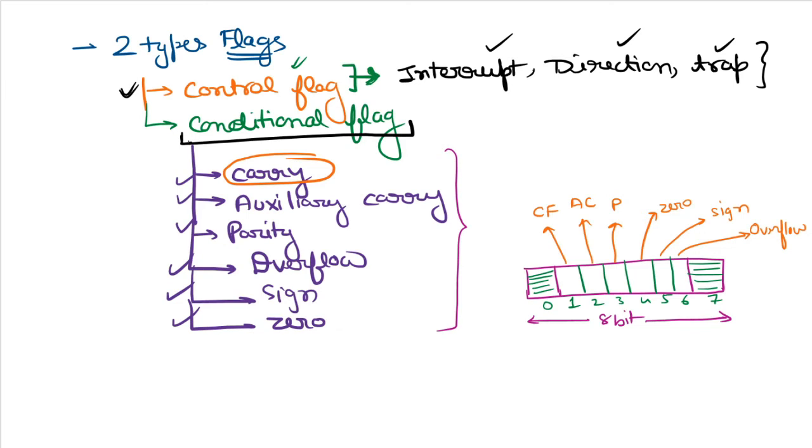So let's start with carry flag and see what it is. This flag register saves the status of the result present in the accumulator. And what is the result? The result of an operation. Let's suppose the ALU is performing some operation, and let's take two operands here.